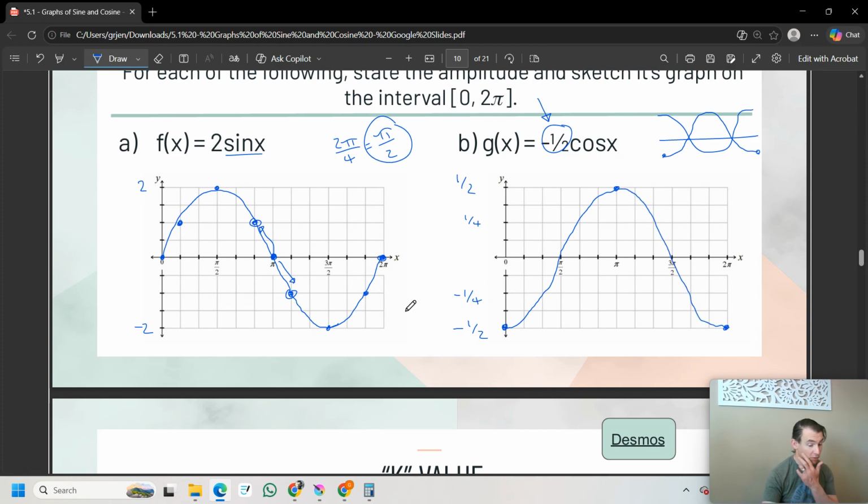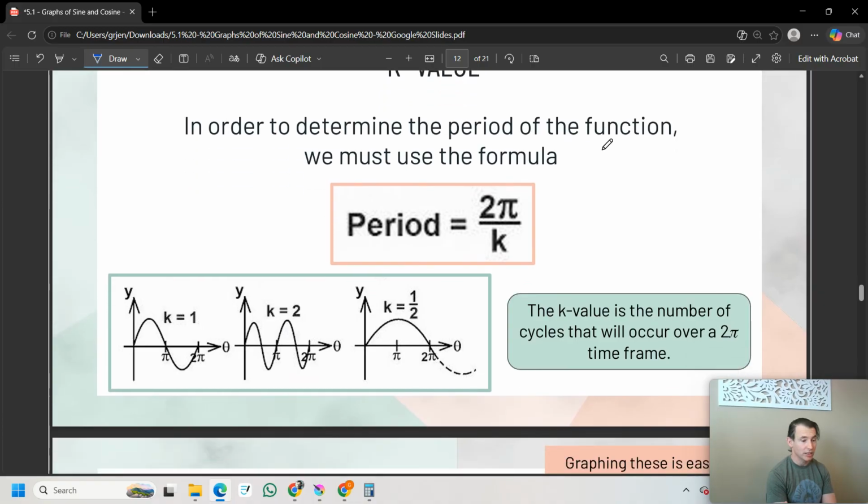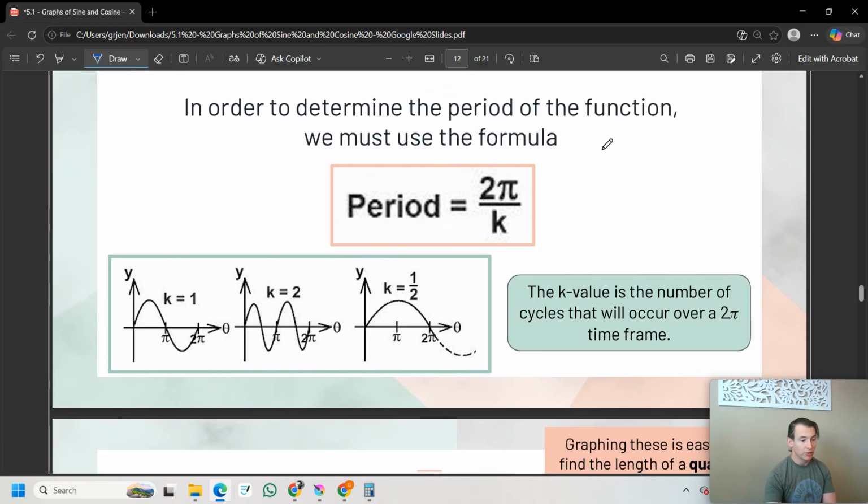And that's how we will graph an amplitude shift, also a negative cosine. Okay, the k value is going to change our period. It's not equal to the period, but it's related, and we just need to remember that formula here. So we have 2 pi over k. We're going to use that.